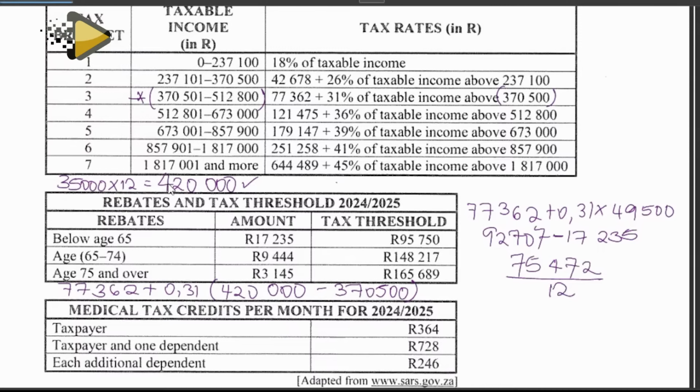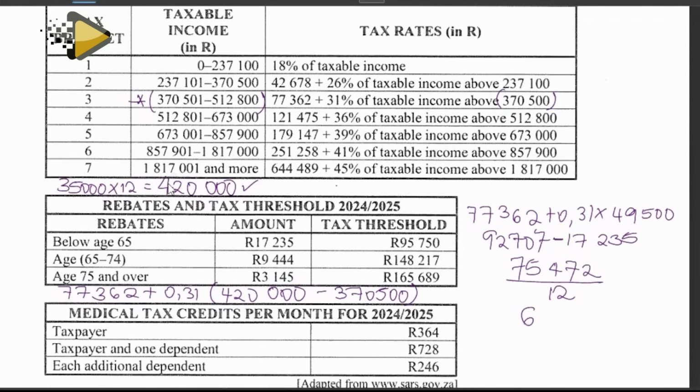So divide by 12, 57. So we have 6,289.3. Remember the claim was, she says that she's overcharged. So the claim is what? Invalid.